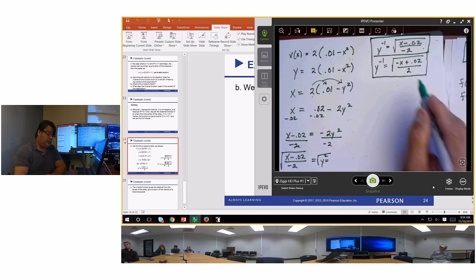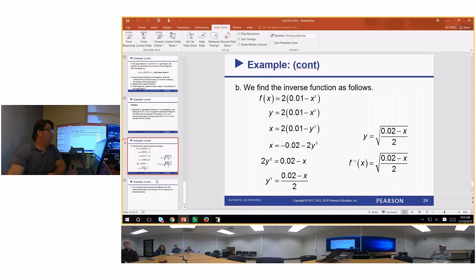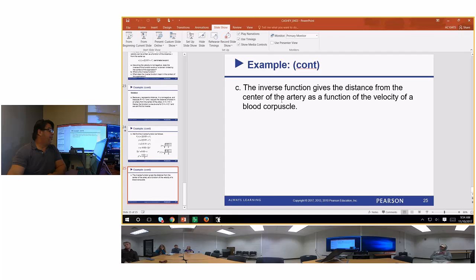Okay, and I don't know what they're doing next, but it says the inverse function gives us the distance from the center of the artery as a function of the velocity of the corpuscle, and that's it. That's all you got to do.